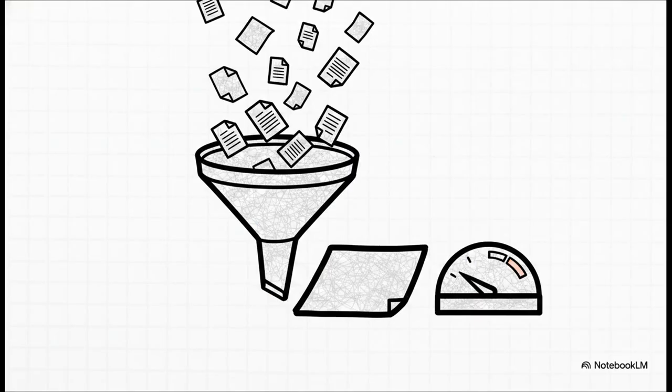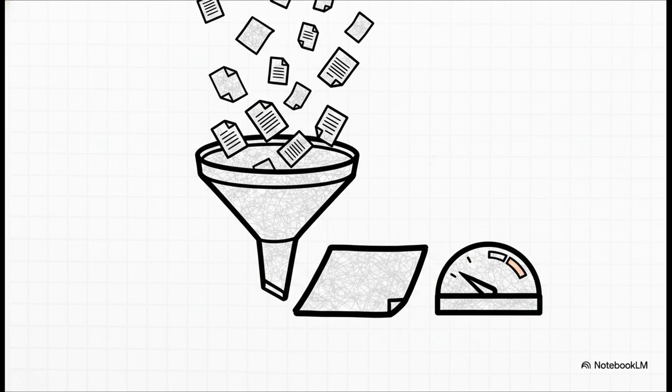Now, this is absolutely crucial. Optimizing your free constraints. You want to maximize those 50 source slots and daily query limits. First, if you're bumping against that 50 source limit, use the master document hack. Just paste 15 short emails or articles into a single Google Doc. NotebookLM reads the whole thing as one source, saving you 49 slots.